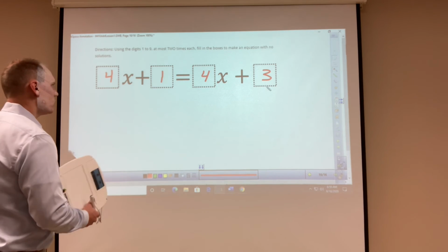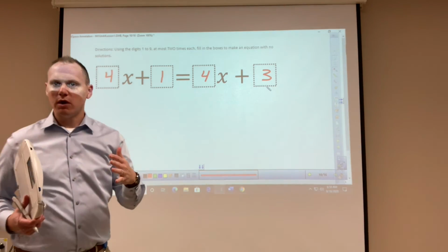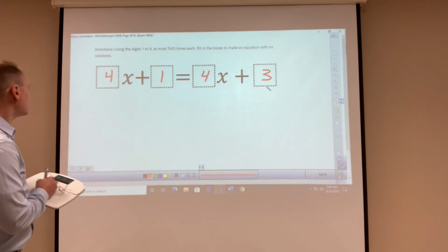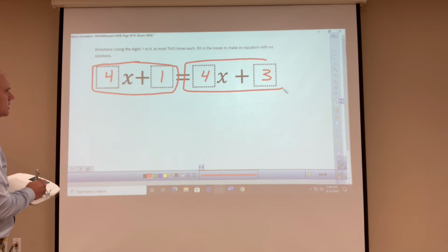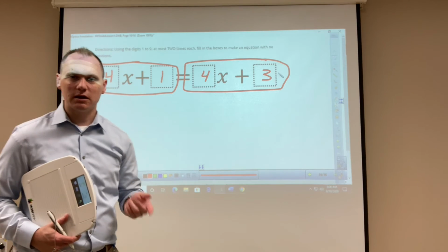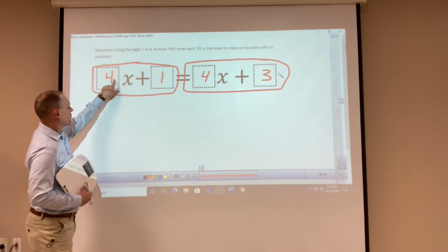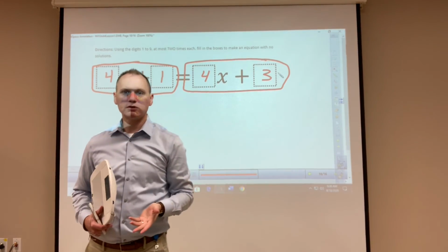Let me explain why. Going back to our graphical representation, remember we said it's the x value at which the 2 lines intersect, right? Well, if I graph the left side and I graph the right side, and I see where they intersect, they're not going to intersect. Why? Well, this has a slope of 4, and this has a slope of 4. So they have the same slope.